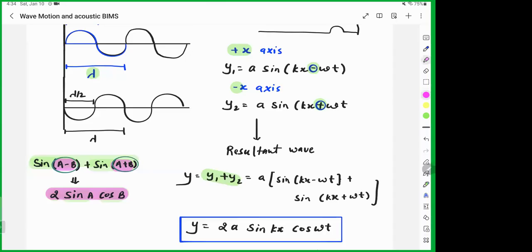So if you consider this, then 2 sine A and cos B. Just give me a minute.